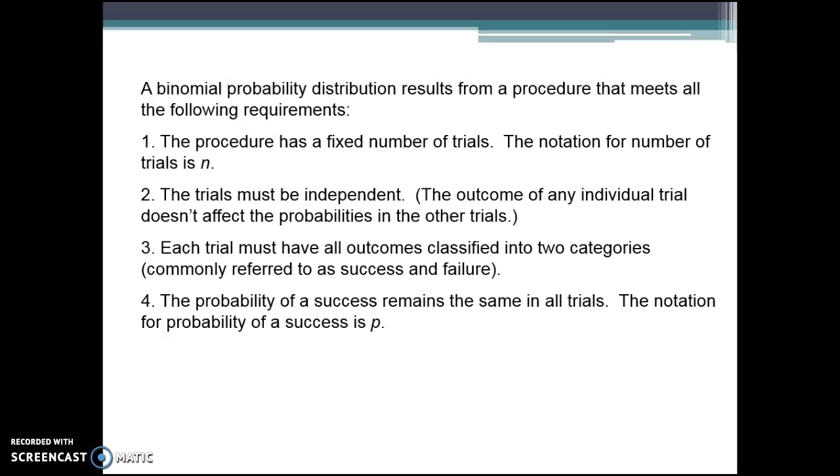The third one, each trial must have all outcomes classified into two categories, which we refer to as success and failure, like we talked about before. So in this case, since we're counting number of heads, heads would be considered a success. And then finally, the probability of success remains the same across all trials. That probability is p. So p equals 0.5 in our scenario of flipping a coin. Okay, and that probability stays the same no matter what.